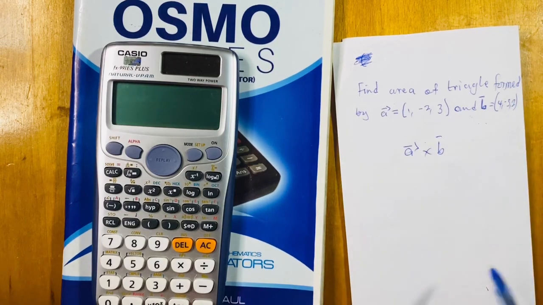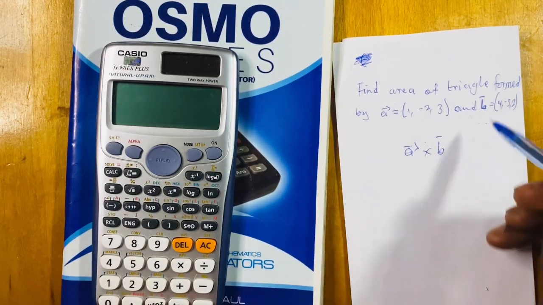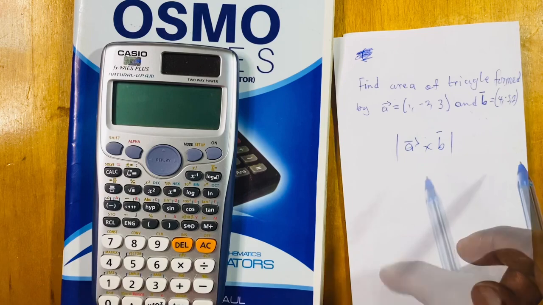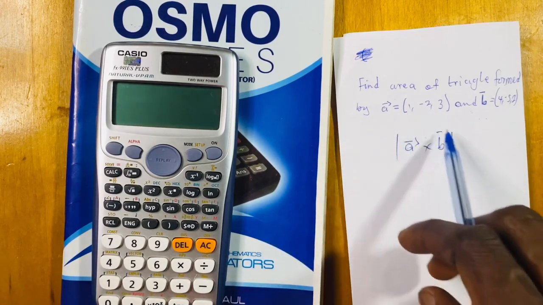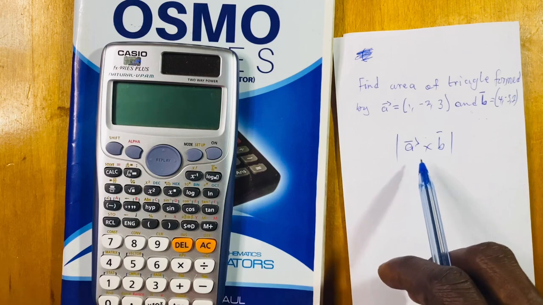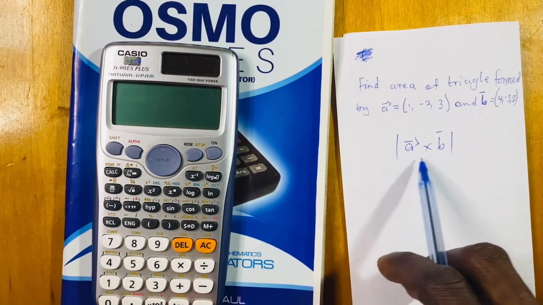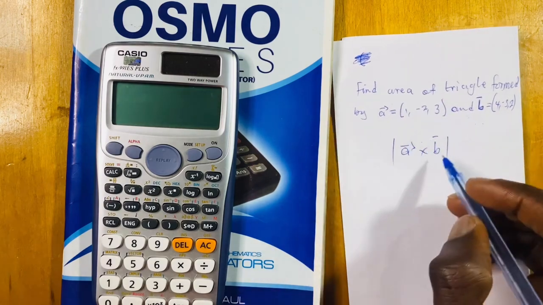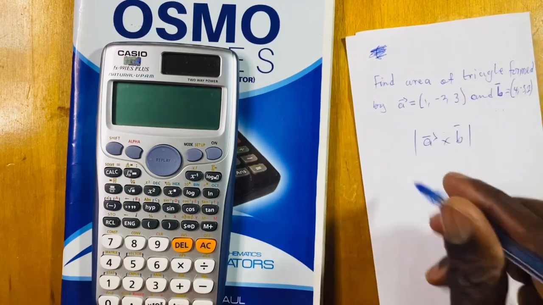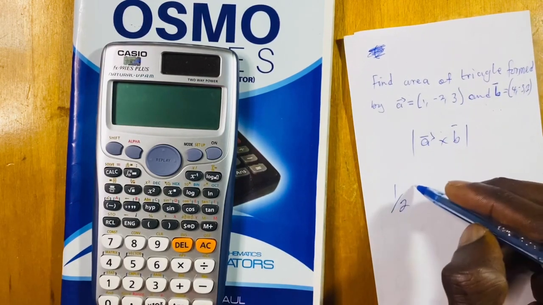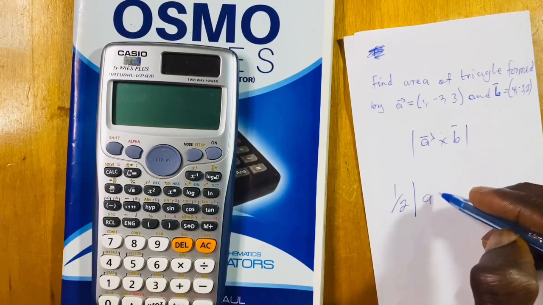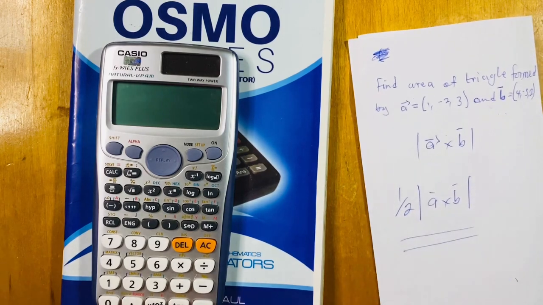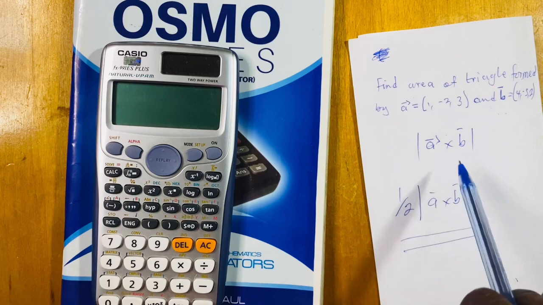That's very important. Now, finding the cross, we need to also find the magnitude, which is the absolute. This is the magnitude, so finding the magnitude is very, very important. Now, when you find the cross and the magnitude, you need to find the area of the triangle, which gives us half of the absolute of A cross B, which is this. And this gives us the area of the triangle formed by the given vectors.